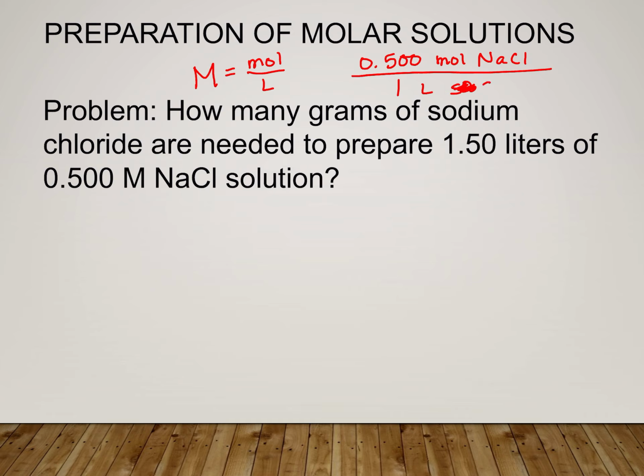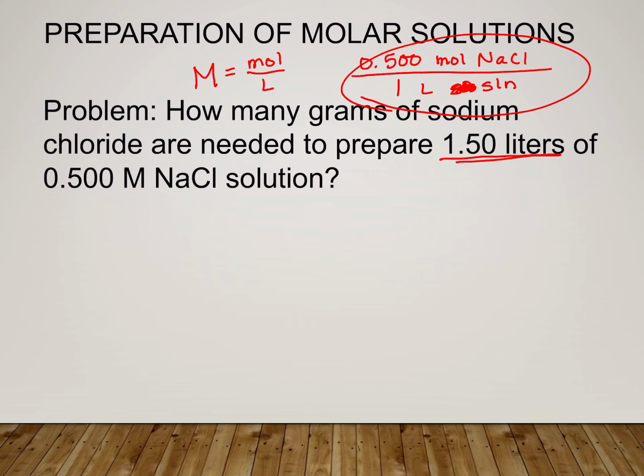Sorry, I was going for the abbreviation SLN. I got confused halfway through. There we go. 0.5 moles of sodium chloride per 1 liter of solution. That is how we'll think about this molarity, and that will allow us to use it in train tracks as a conversion factor. So for example, we're going to start our train track here with 1.50 liters of solution.